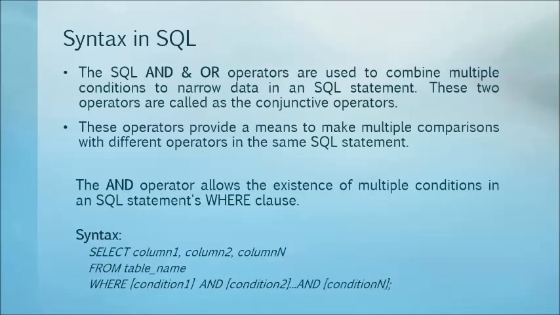Next, the SQL AND and OR operators are used to combine multiple conditions to narrow data in an SQL statement. These two operators are called conjunctive operators. These operators provide a means to make multiple comparisons with different operators in the same SQL statement. The AND operator allows the existence of multiple conditions in an SQL statement's where clause. So our syntax would be select column 1, column 2, up to column n from table name where condition 1 and condition 2 and condition n.